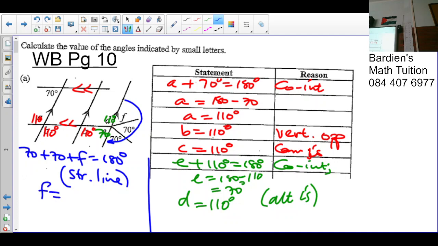So F is equal to 180 minus 70 minus 70, which is? Right.